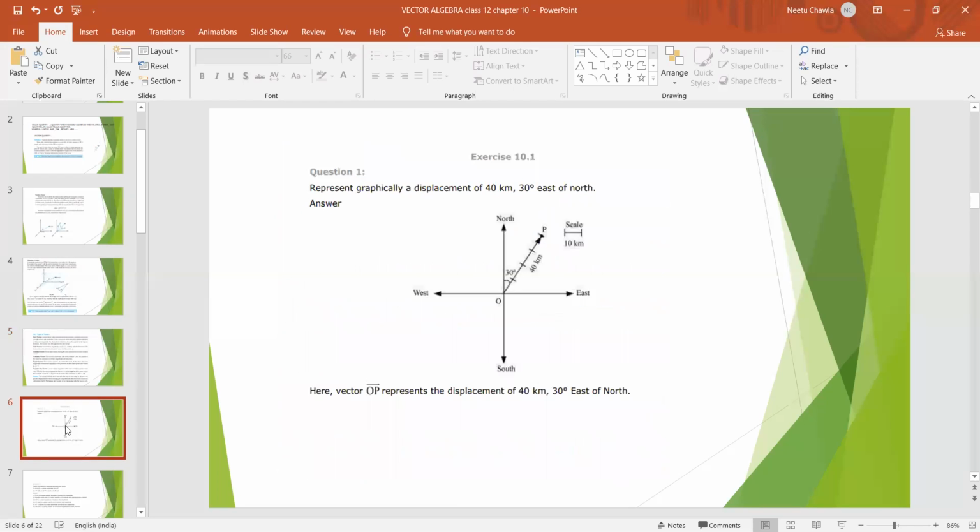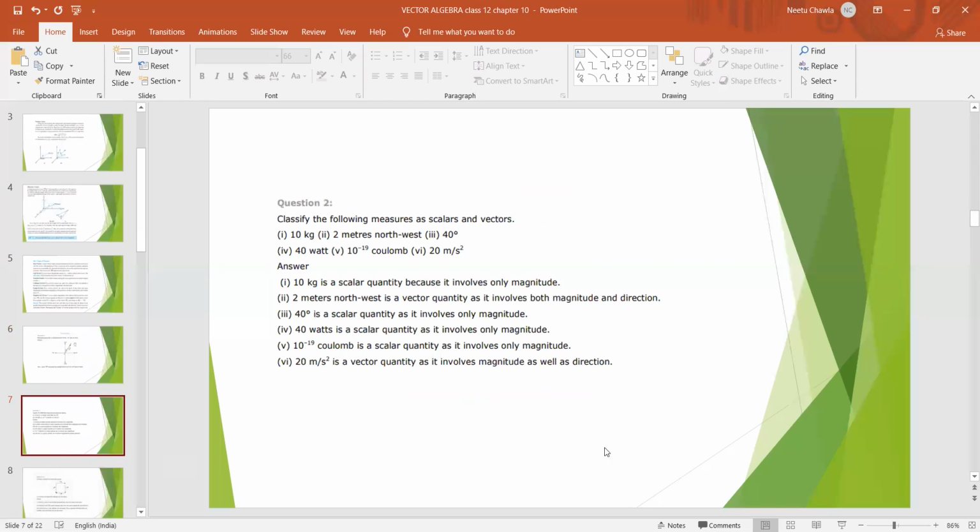So let's do a very small exercise, exercise 10.1. Here it is being told, represent graphically a displacement of 40 kilometers, 30 degrees east of north. So we know where the directions are. This is 30 degrees east of north. This is point P, and this is 40 kilometers. This is how it is represented. Actually, these questions don't come in the exam, but they are given in the exercise, so we are doing it.